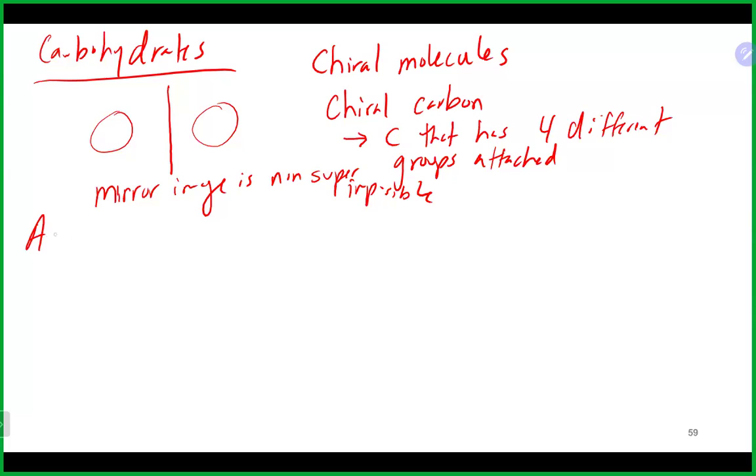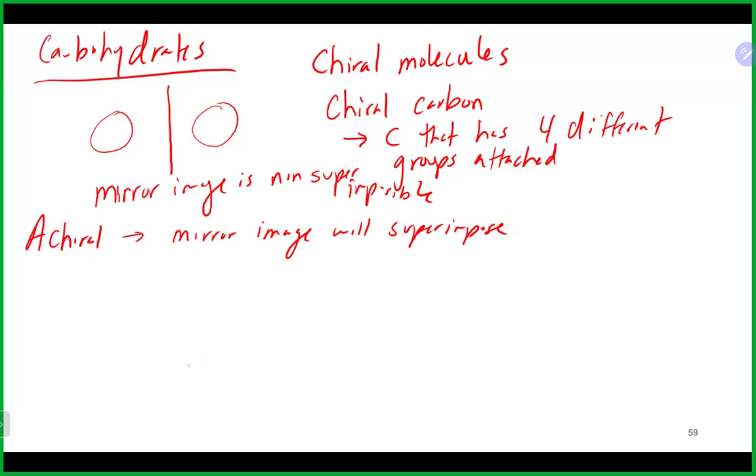And that's different than an achiral molecule. In an achiral molecule, the mirror image will superimpose. The idea there is you don't have four different groups attached to that carbon. So it allows two groups to line up nicely, and the other groups will line up as well with some rotation.